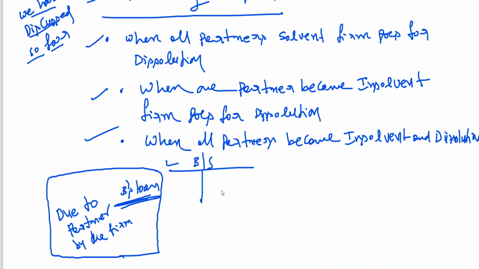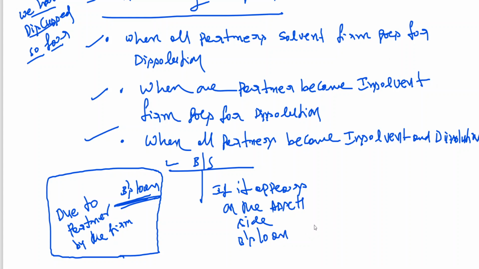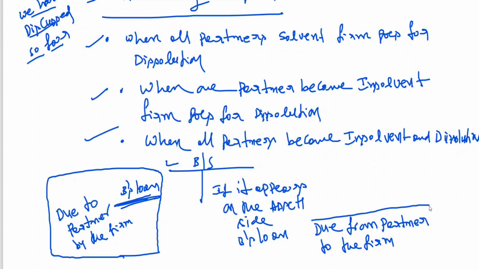If the same thing appears on the asset side, say for example B's loan due from partner to the firm. So due to partner is a liability, due from partner is an asset. These two things I want to reiterate, this is the treatment, right? Clear to all of you?